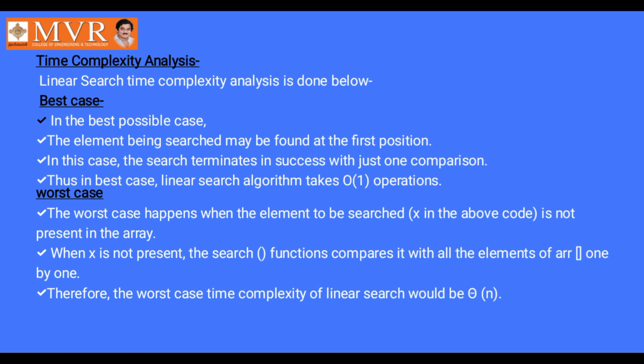Now coming to time complexity analysis. Linear search time complexity analysis is done below. Here see the best case. If I have a list of 10 elements and I am searching for an element in that list of 10 elements, if my key element matches with the first element, that is A of 0, then I will perform the search in less time and I will store less data in the memory. Then that search will be known as best case.